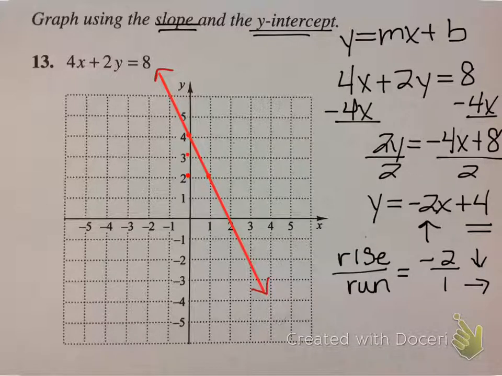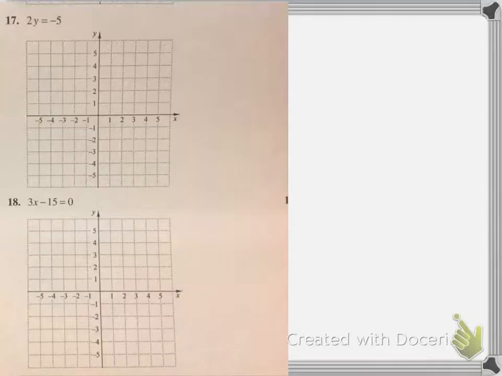You have to start with your intercept because that's a location on the graph, and then you use your slope to find another point on the graph. Your slope describes the line. It's not an actual location. It's not a point on the graph, but we use it to find another point. So let's look at these two. These are a little bit different.